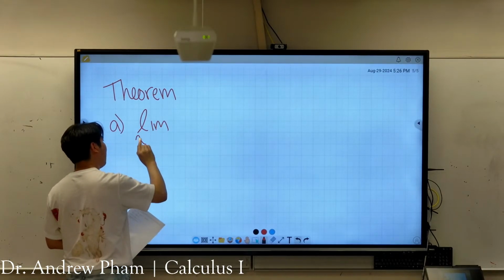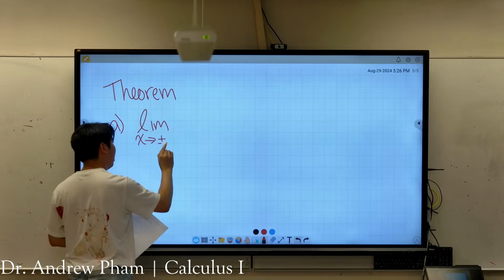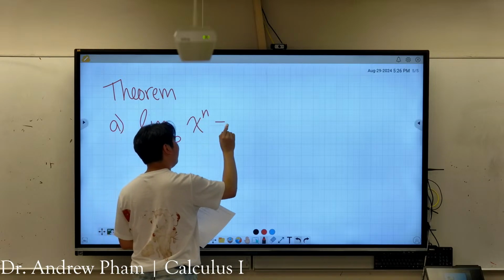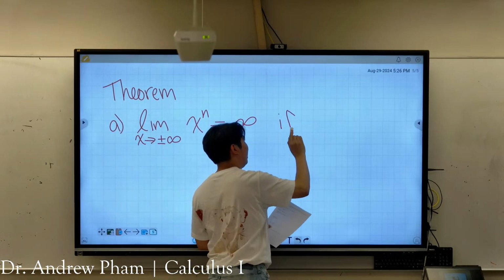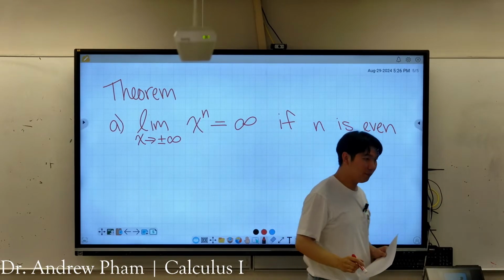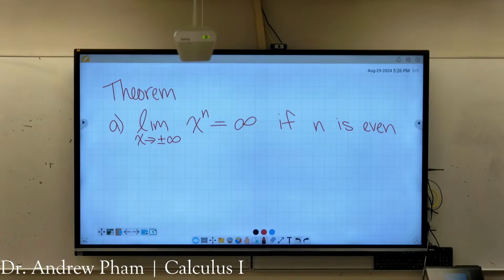The limit as x approaches plus or minus infinity of x to the n power is infinity if n is even. So if I have x to an even power, I don't care if x is going off to negative infinity or positive infinity, my answer is going to be plain infinity. Why does it not matter if I'm saying x going off to positive or negative infinity? Why does that not matter?